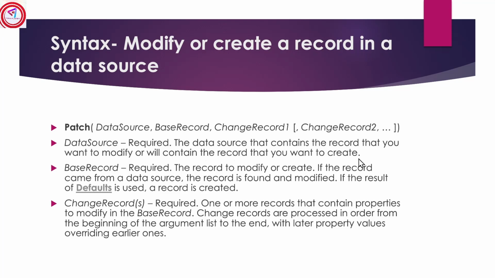The data source contains the record that you want to modify or will contain the record that you want to create. Base record is required. It also requires the record to modify or create. If the record comes from a data source, the record is found and modified. If the result of Defaults is used, a record is created. A new record is created when you use Defaults. Change records require one or more records that contain properties to modify in the base record. Change records are processed in order from the beginning of the argument list to the end, with later property values overriding earlier ones.